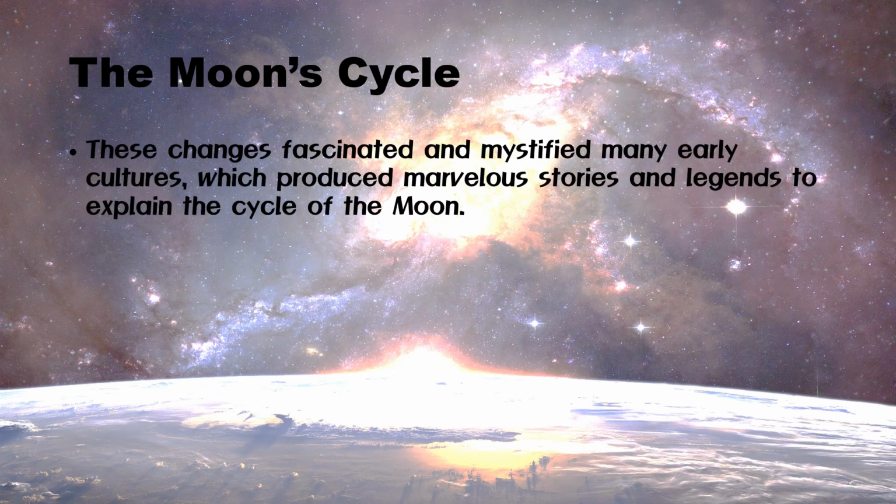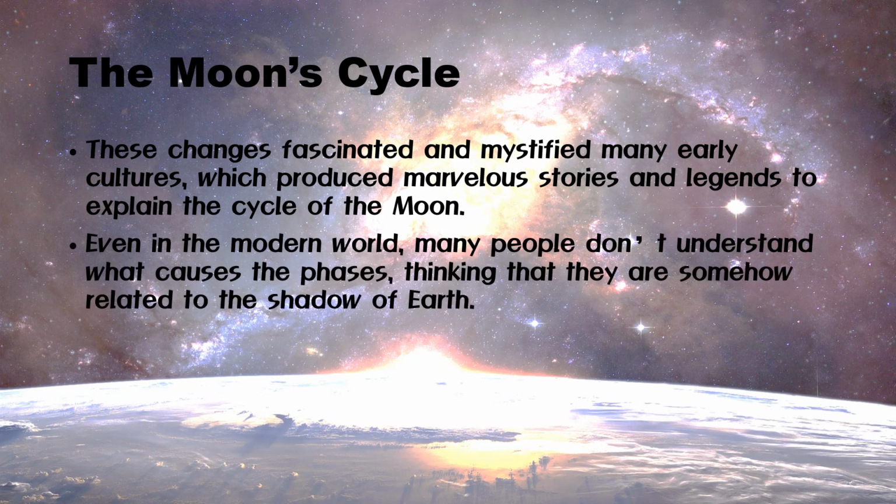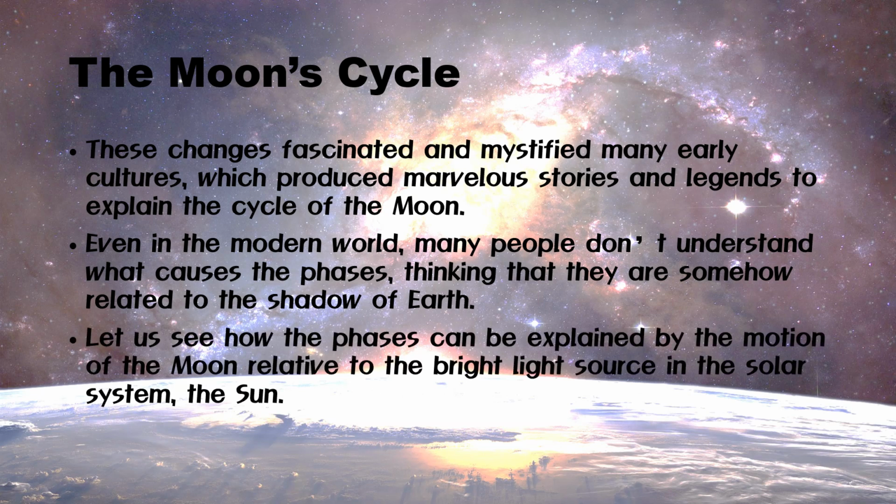These changes that we see with the moon fascinated and mystified many early cultures, and produced marvelous stories and legends to explain the cycle of the moon. Now, of course, these were just stories, and we know a much more scientific reason today. Even in the modern world, though, many people don't understand what actually causes the phases. They think these phases somehow have to be related to the shadow of the Earth, and so the Earth is casting the shadow on the moon. So what we're going to do is actually see how these phases can be explained by the motion of the moon relative to the bright light source in the solar system, the sun.